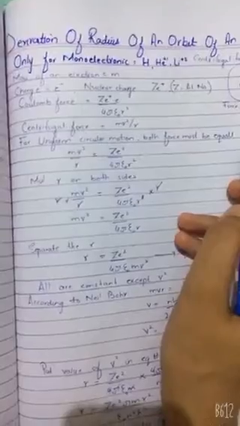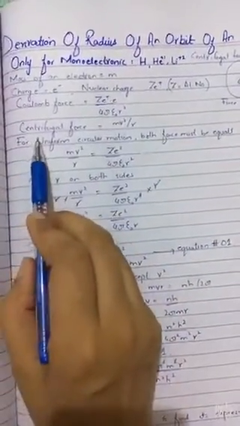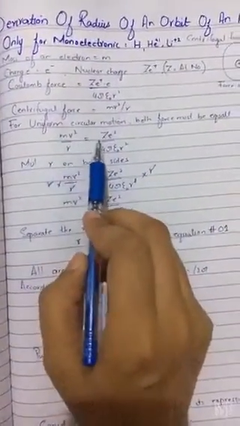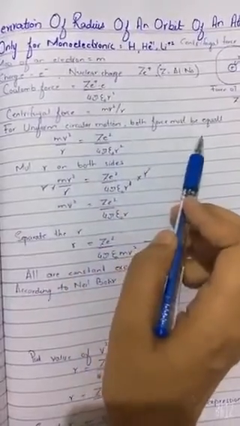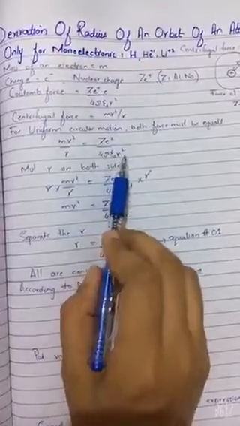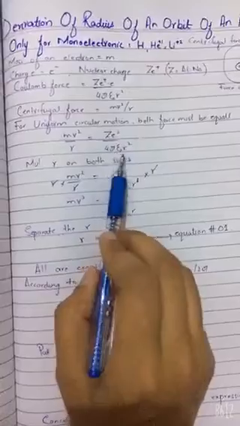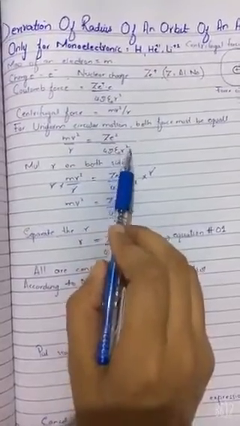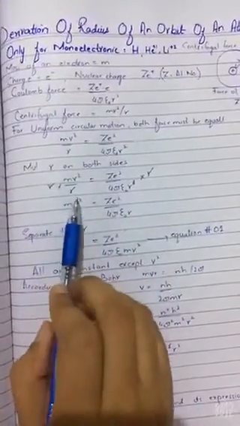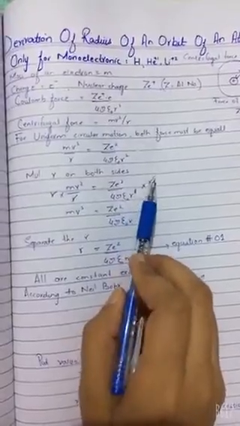As I explained earlier, this is the Coulomb force that exists between the two charged particles, and the centrifugal force arises as it moves in a circular path. For uniform circular motion, both forces must be equal, so they balance each other. If we equate both of these, mv square by r is equal to Ze square by 4 pi epsilon naught r square. As we have to derive the value of r, we multiply r on both sides. Here it cancels, and as there is an r square, one of the r is cancelled and one is left behind.